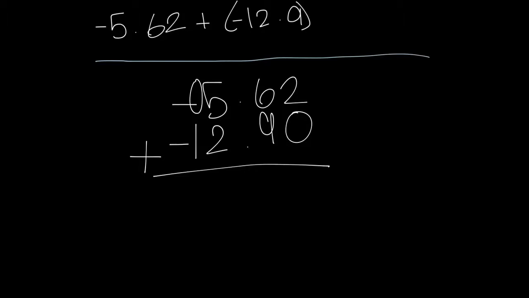So now I will add 2 plus 0, which is 2. 9 plus 6, which is 15. Then I put my decimal down, and it would be 5 plus 2 plus 1, which is 8. And then 1 plus 0, which is 1. And then since both started off negative, it would be negative 18.52.